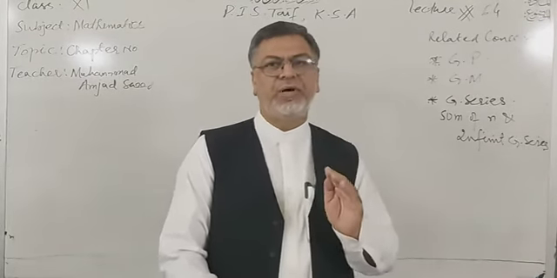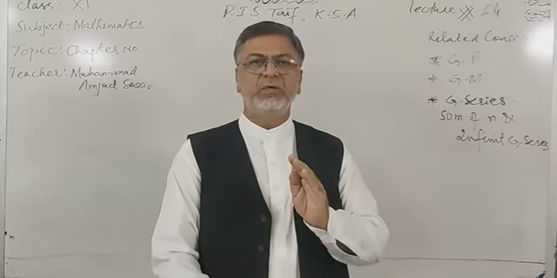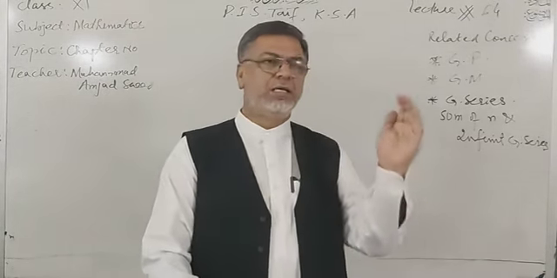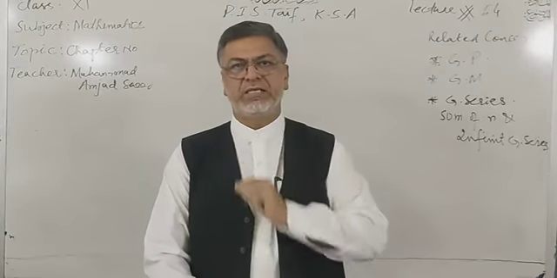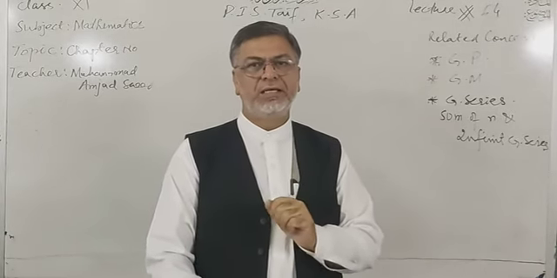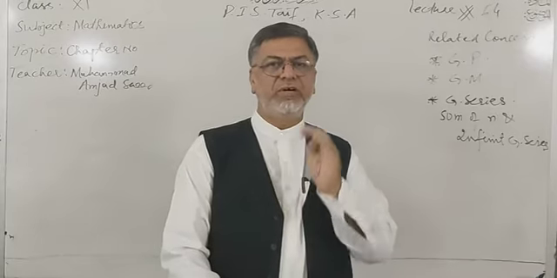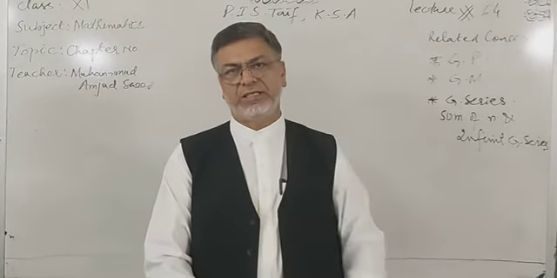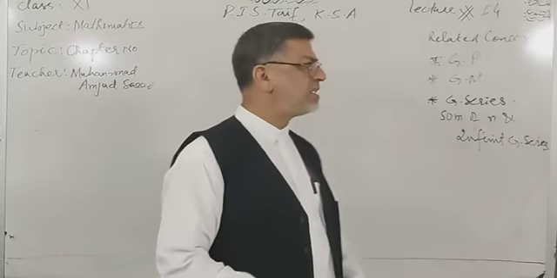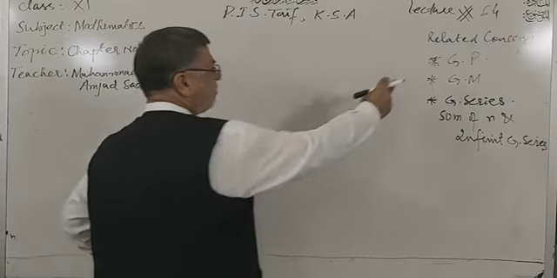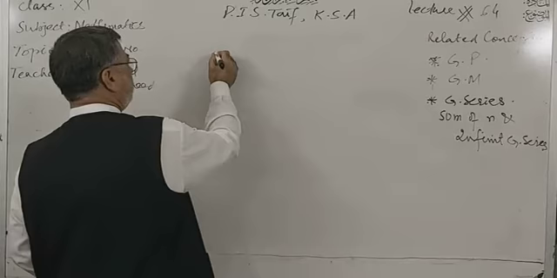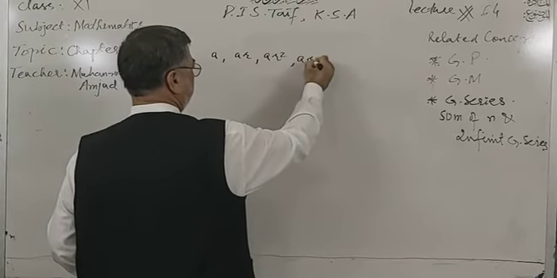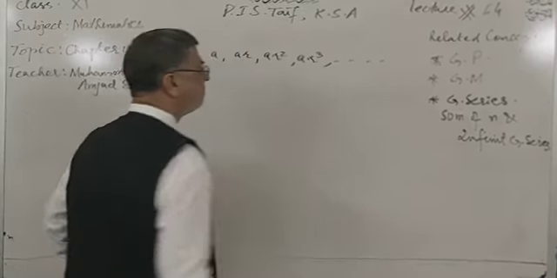So if you want to find the second term, you multiply the first term by a common ratio that is known as R, so we can get the next term. For finding the third term, we will multiply the second term by the common ratio and we will get the third term. Similarly, in this way we have a geometric progression: A, AR, AR square, AR cube, and so on.